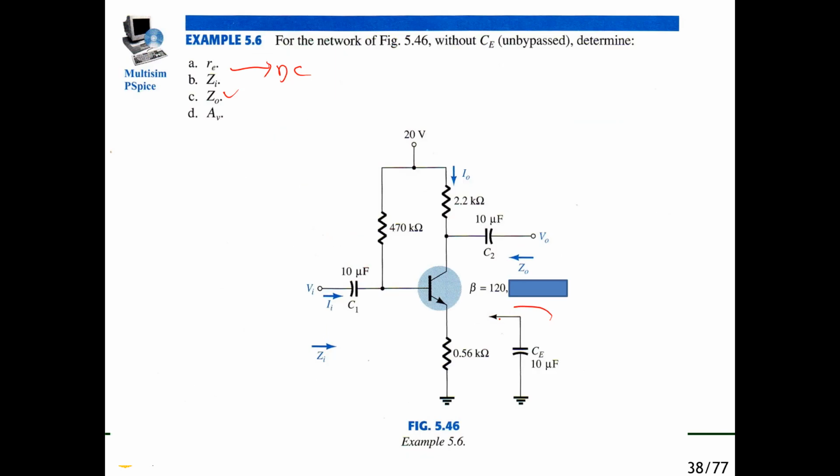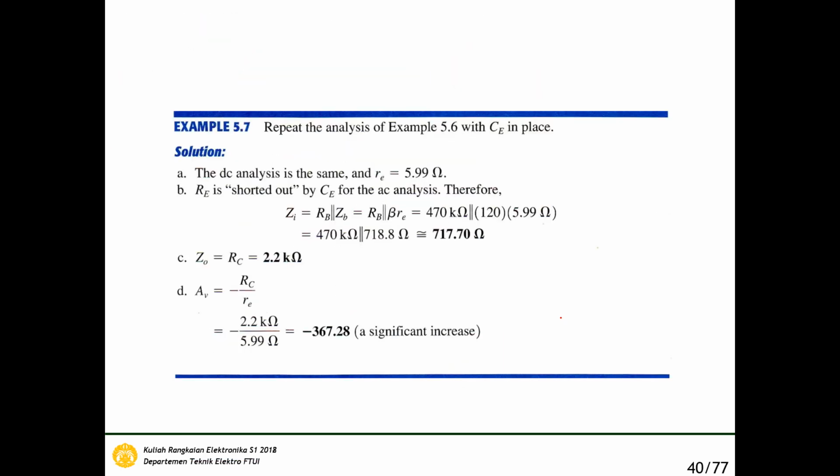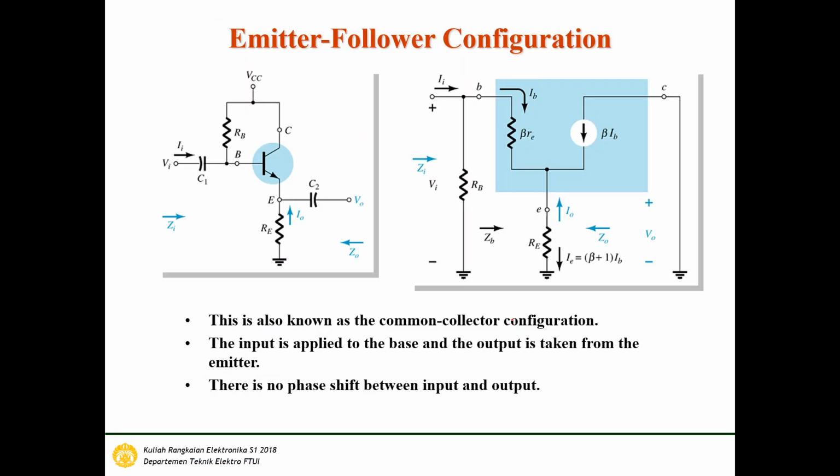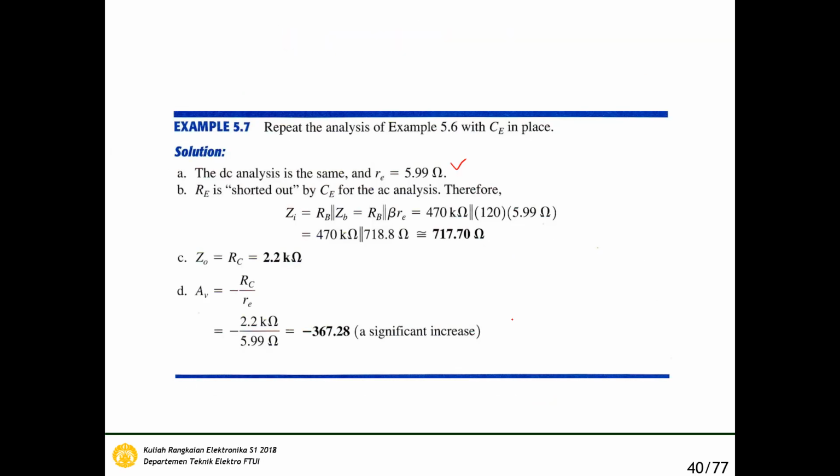If we connect CE here for the bypass capacitor, okay, so the DC analysis is similar. So the RE is 5.9 ohm, and then for the ZI, because of the emitter resistor here is shorted because of the CE, the ZI becomes RB parallel to ZB. So the ZB here is only beta RE, not using the emitter resistor because this is the bypass or short. So we got that ZI is 17.7 ohm. And then ZO is similar, RC is 2.2 kilo ohm.